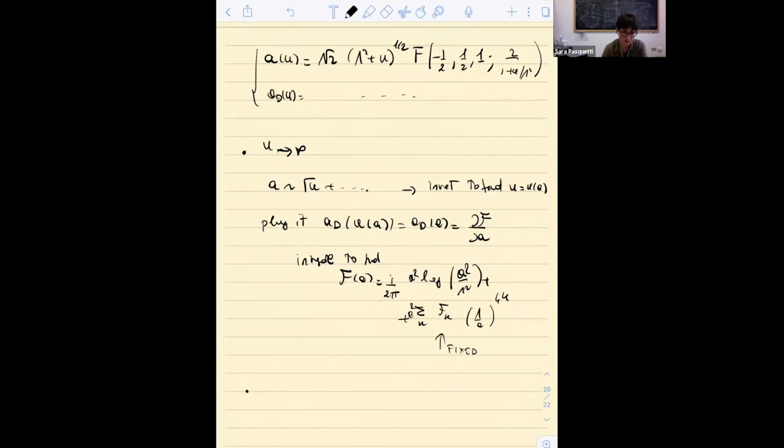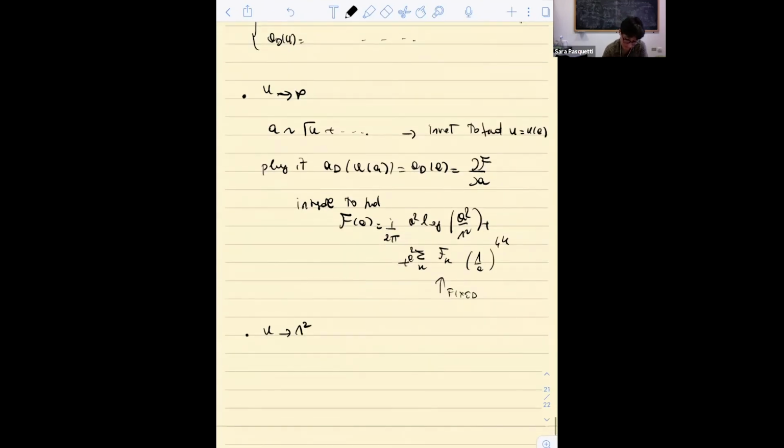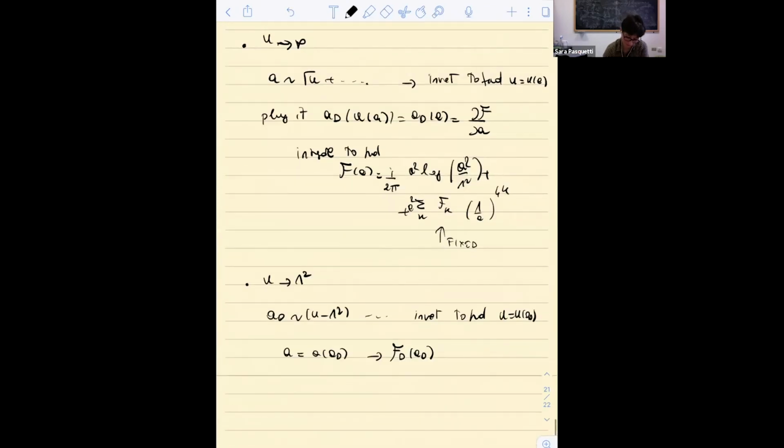And you can repeat the argument if you go close to lambda square. Now you have that a dual is proportional to U minus lambda square. And you invert to find U as a function of a dual. And then you calculate A as a function of a dual. And you integrate to find F dual as a function of a dual. And you will fix completely also F dual in this region. And then you will do, of course, the same in the other region.